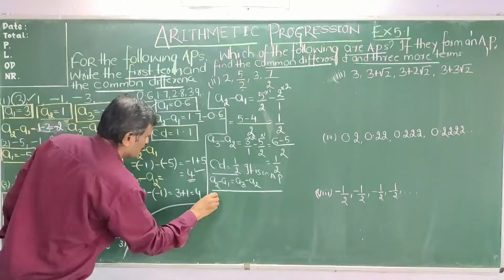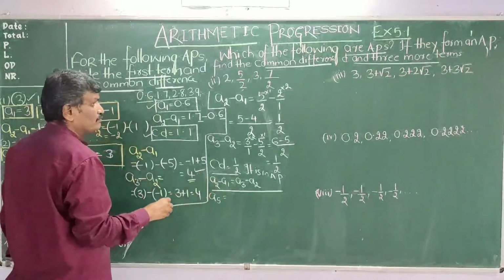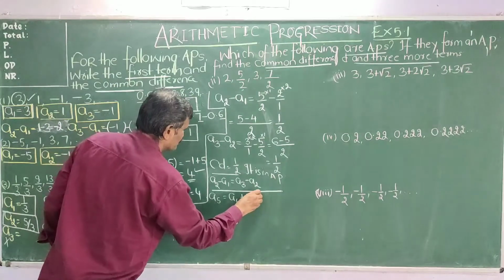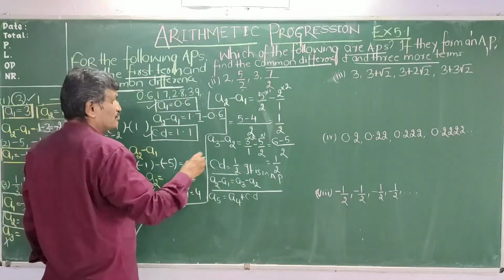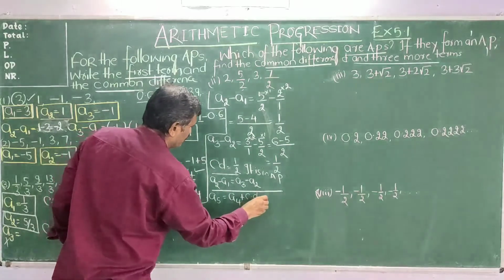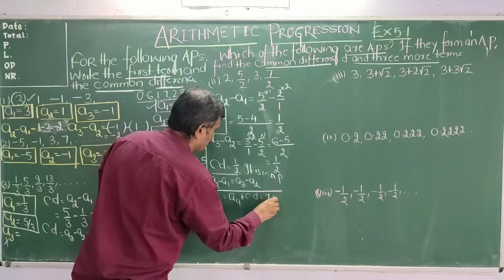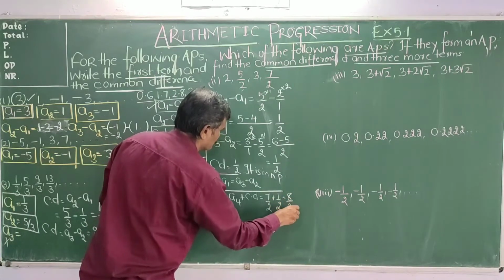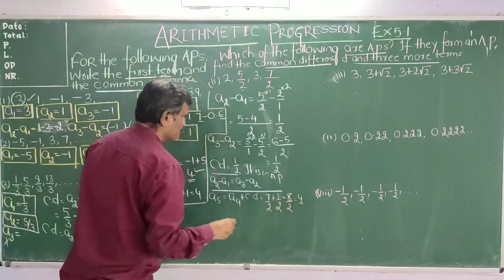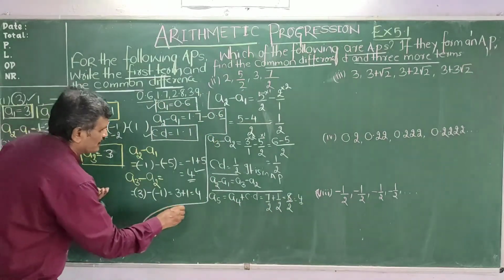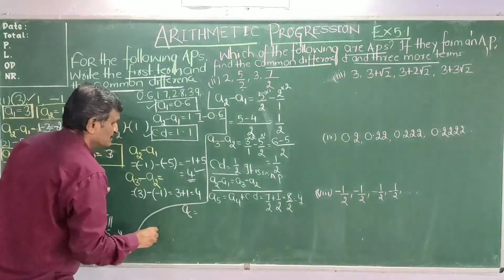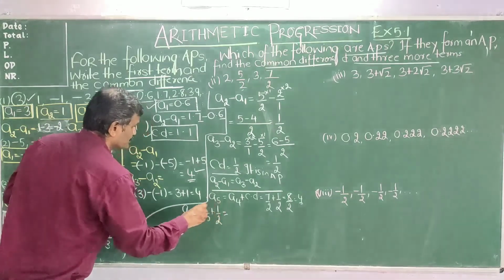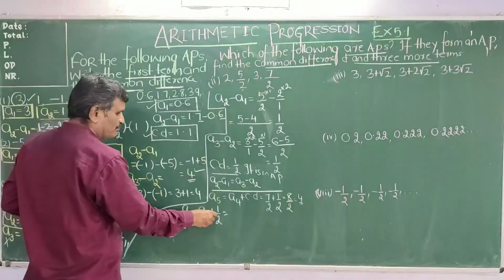If you want to write the 5th term, then your 5th term will be equal to the 4th term plus the common difference. What is the 4th term? 4th term is 7 by 2. So 7 by 2 plus 1 by 2, you will get 8 by 2. That is equal to 4. Then go for the 6th term. 6th term is 5th term plus 1 by 2.